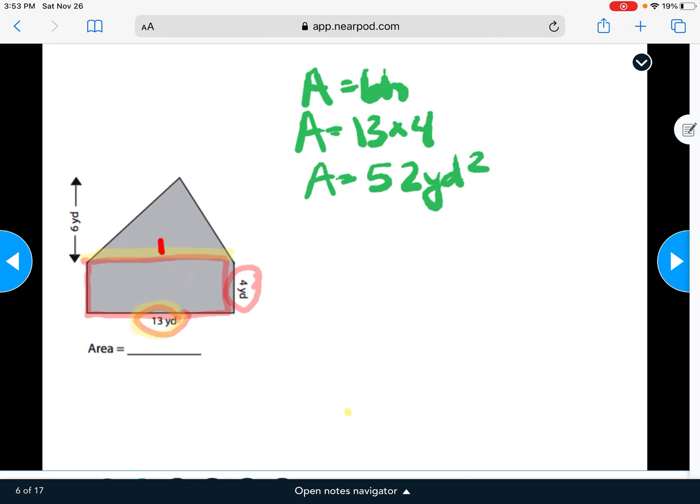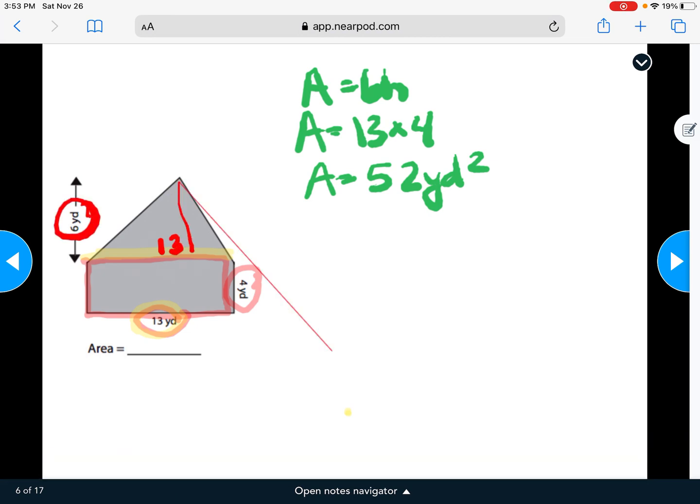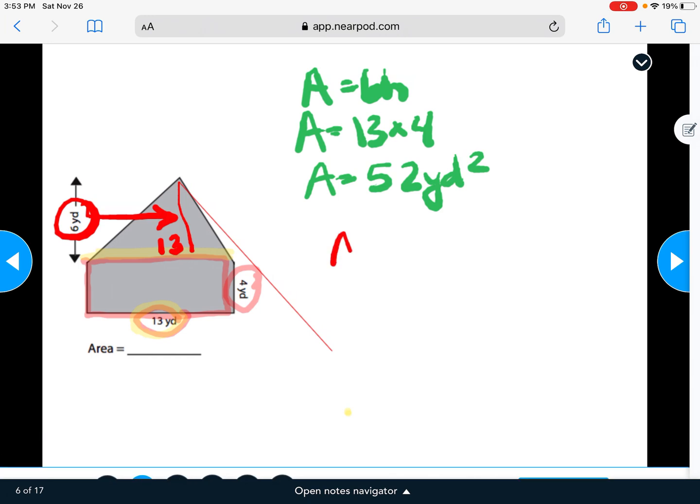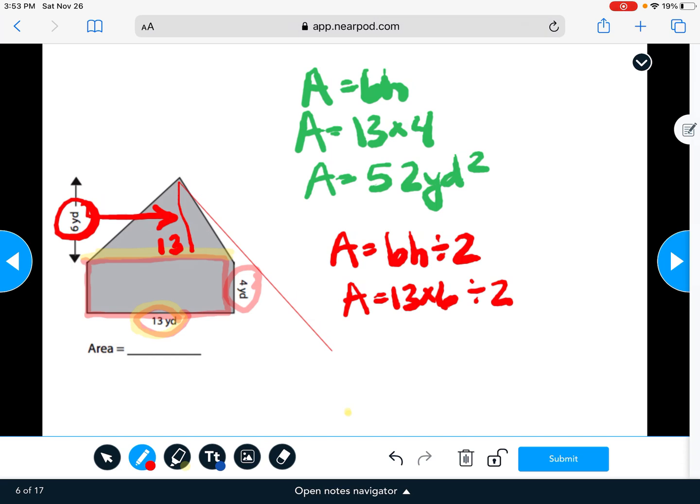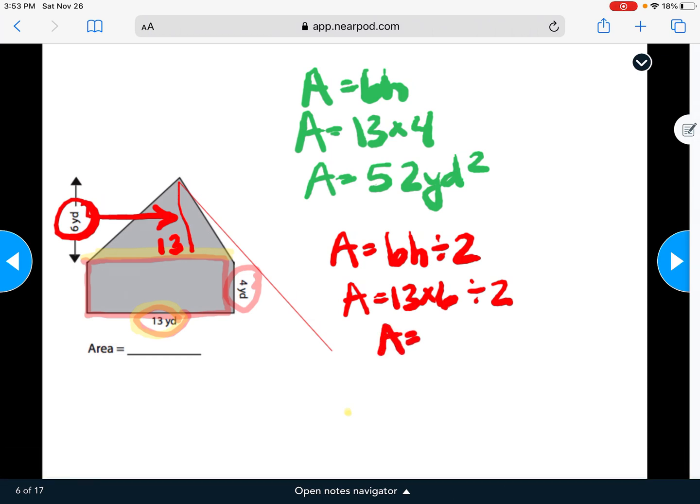Change colors. And the height is straight up and down, and it's shown over here, so it's going to be 6. So area is equal to base times height divided by 2. So 13 times 6 divided by 2, and that's going to give me 39 square yards.